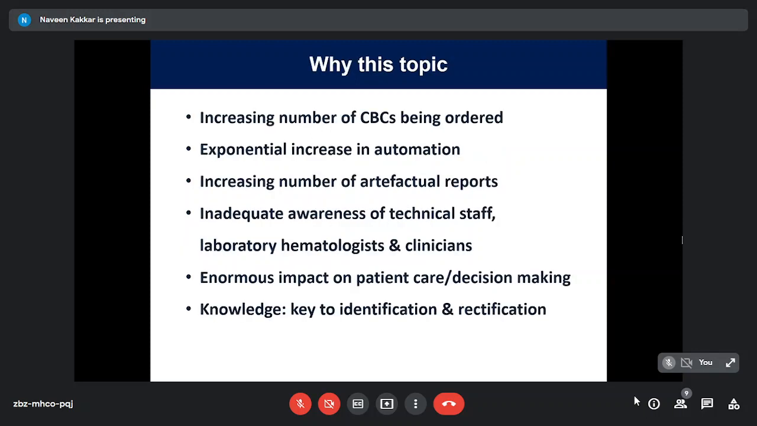So why this topic? We know that there are a lot of CBCs being ordered these days. There's an exponential increase in automation. Every small lab has a 3-part analyzer at least. We have an increasing number of artifactual reports arising out of this more usage of automation, but there is inadequate awareness of the technical staff, laboratory hematologists, and clinicians. We cannot blame the clinician. It is our job in the lab to sort this out. Some of these artifacts will have an enormous impact on patient care and decision making, some of them very, very critical. And the knowledge to picking them up is the key to identification and rectification. So if you do not know the possibility of artifacts, you will never pick them up.